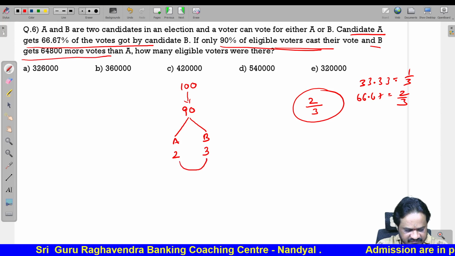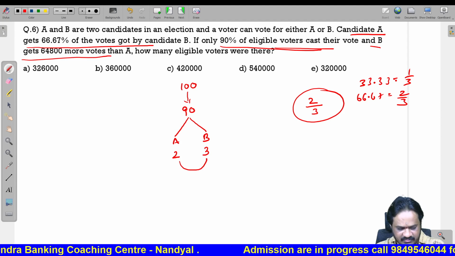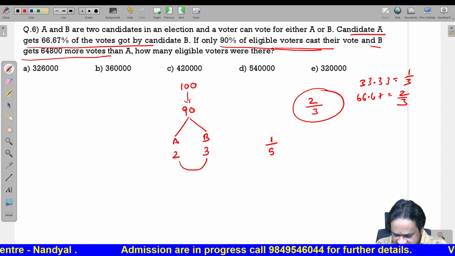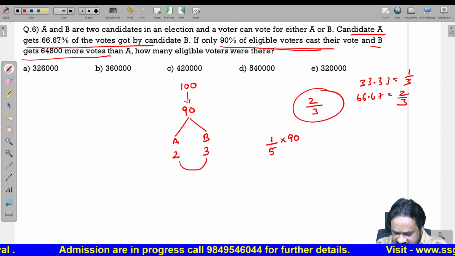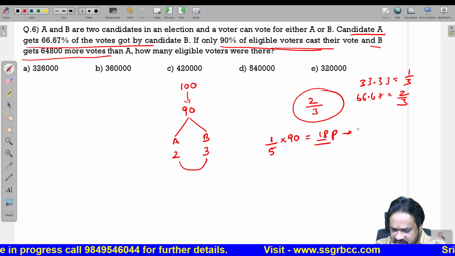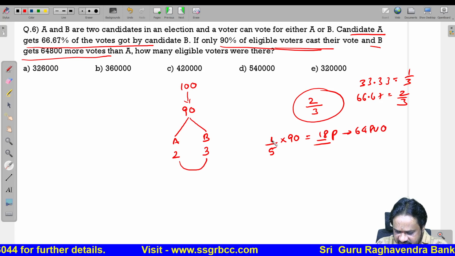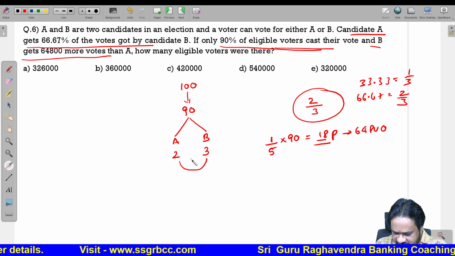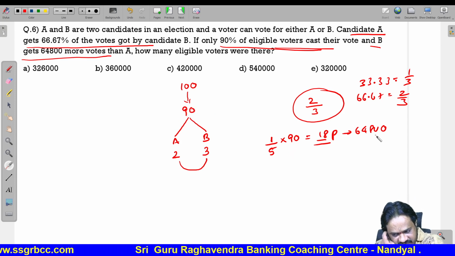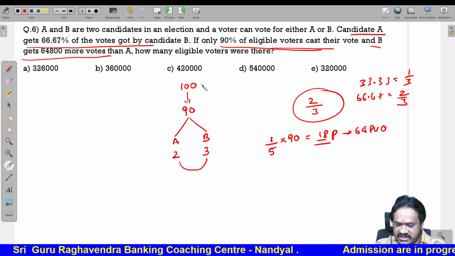So the difference of 3 and 2 is 1 part. Or else, the difference of 2 and 3 is 1. So 1 by 5 of 90, since 2 plus 3 is 5 and total voters are 90. 1 by 5 of 90 is nothing but 18 parts. So 18 parts is given as 64,800. How many eligible voters are there?